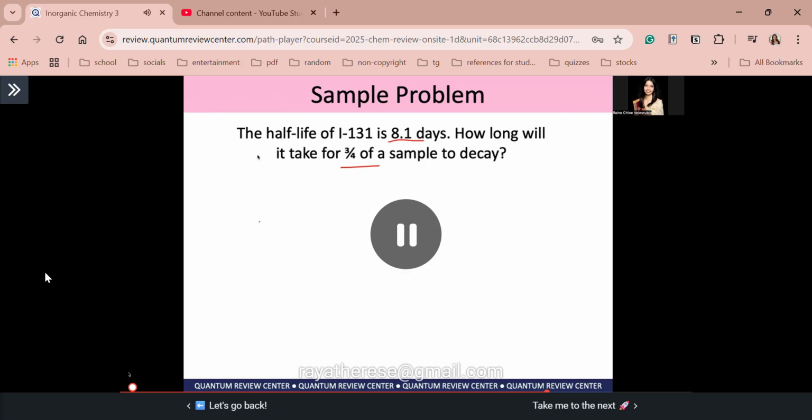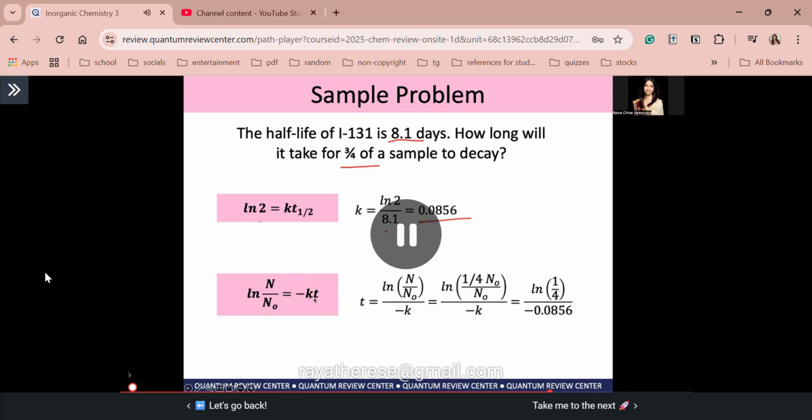So first, let's solve for the decay constant using the half-life equation. Ln2 is equal to Kt1/2. Okay, so transposing, we get K is equal to Ln2 over 8.1, which equals 0.0856. That's the value for the decay constant. Next, let's now find the time it takes for 3/4 of a sample to decay using this equation. Ln N over N naught is equal to negative Kt. Transposing, we get this equation.